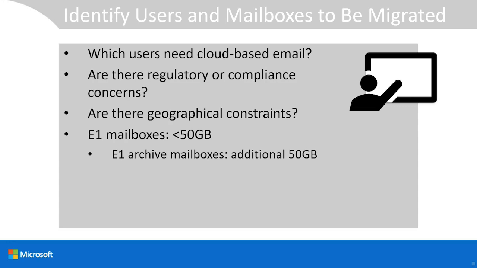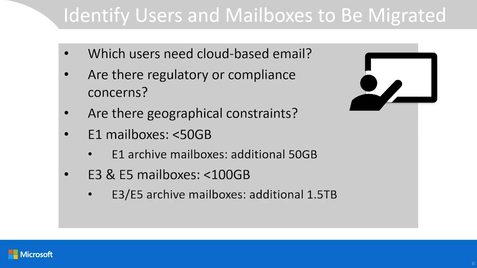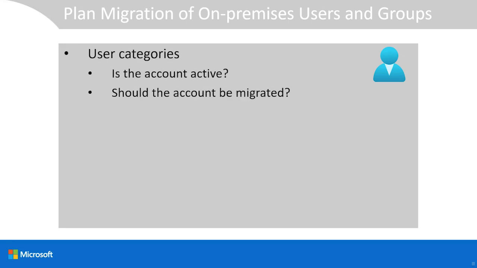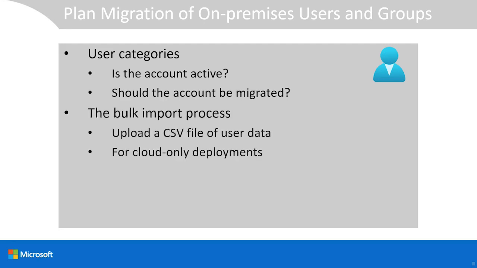And then you can fit another 50 gig in the archive mailbox for each user. For E3 and E5, the limits are 100 gig for the mailboxes, but up to 1.5 terabytes for the archive mailboxes. When you're planning your migration of on-premises users and groups, it's probably common sense, but it's worth noting that when you're looking at your users, you want to identify the ones that are active and determine whether the account should be migrated. There is a bulk import process available for cloud-only deployments.